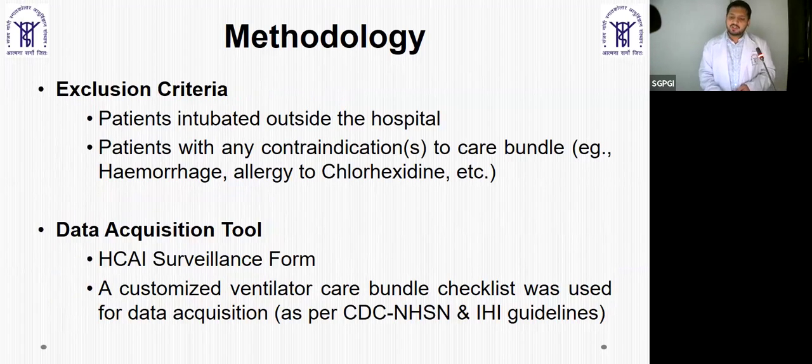There were two tools that were applied in the study. First, a healthcare associated infection surveillance form developed by Department of Hospital Administration. Second, a customized ventilator care bundle checklist was used for data acquisition.